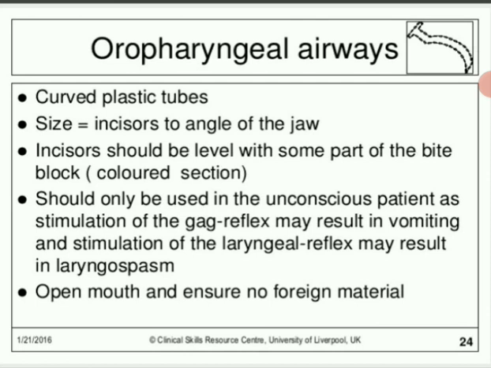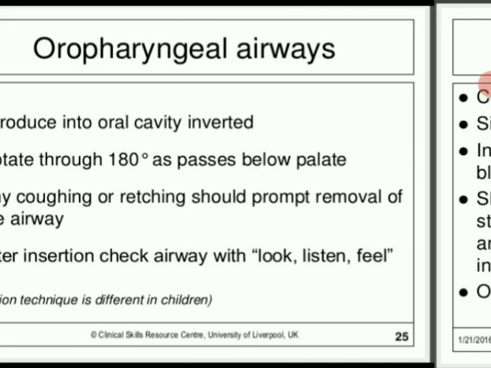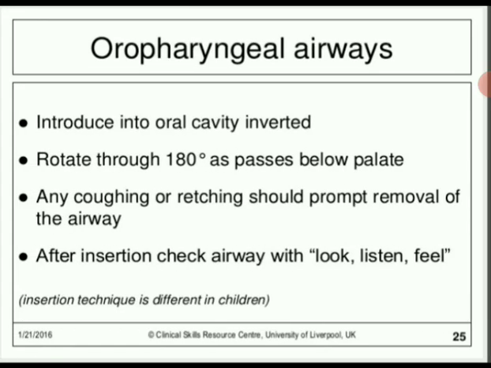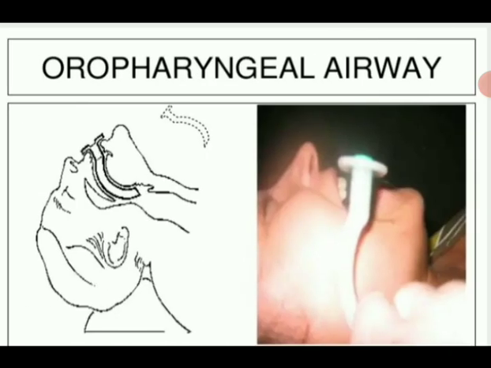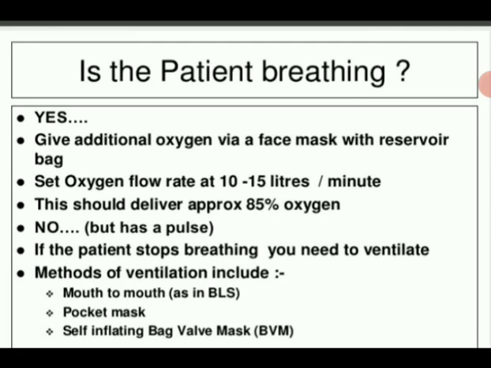So the oropharyngeal airway procedure must be done in an unconscious patient. Open the mouth and ensure no foreign material, and introduce into the oral cavity, inserted 180 degrees, passing below the palate. Any coughing or retching should prompt removal of the airway. After insertion, check the airway with look, listen and feel. This is the oropharyngeal airway; we put that in and insert the tube through the oropharynx. Is the patient breathing? Yes.